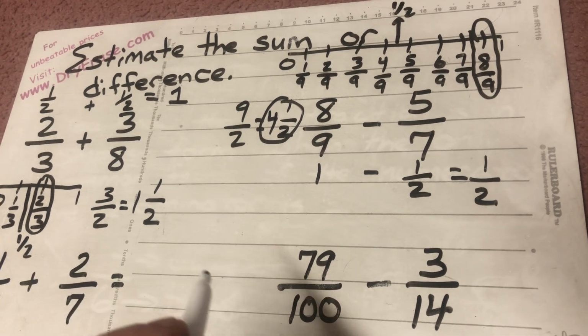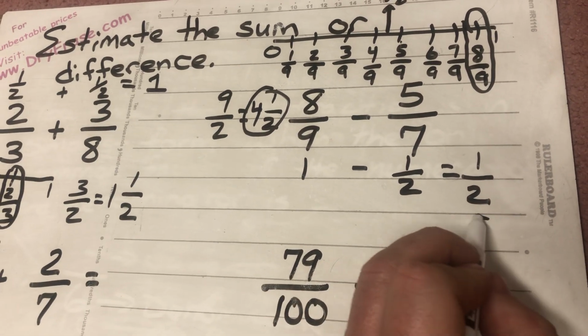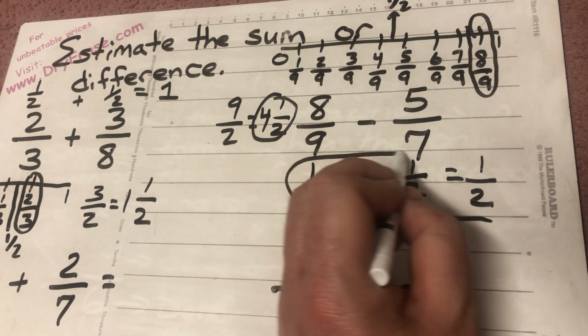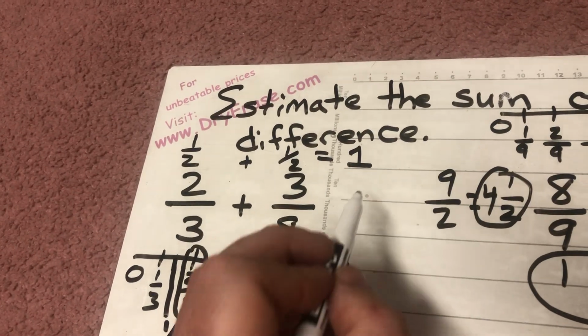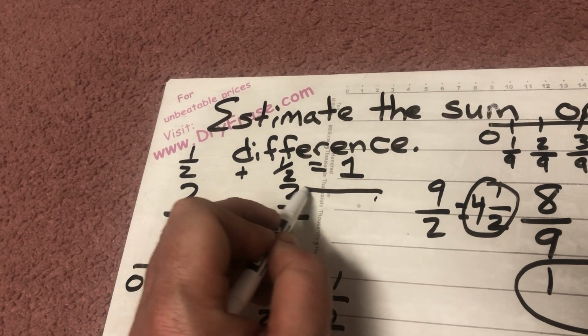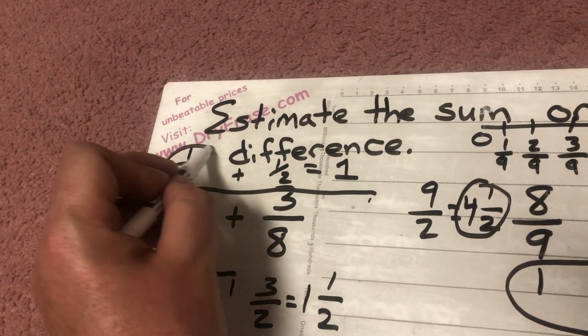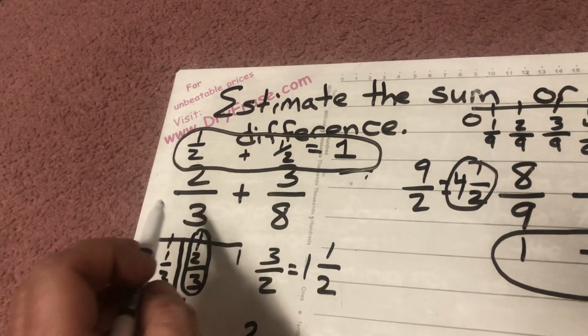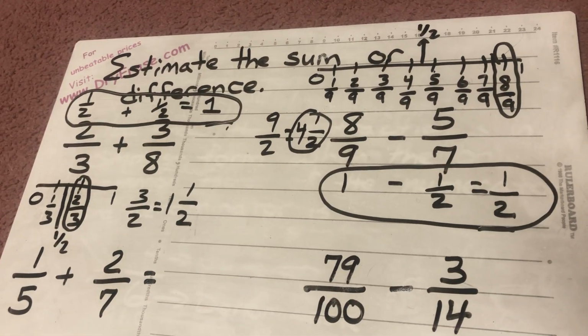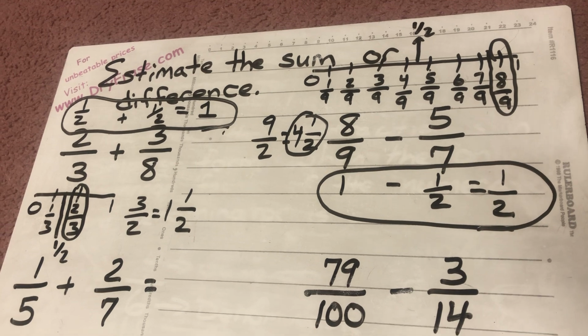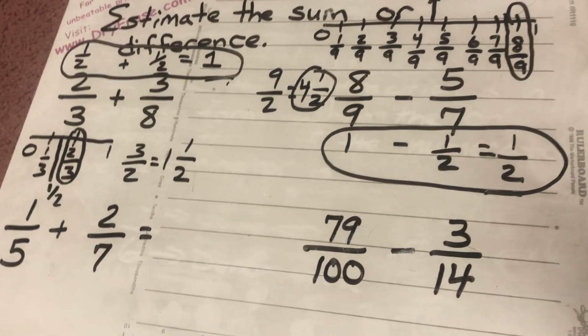And when you write these on your paper, that is what I'm going to need to see. I'm going to need to see a new problem with the new estimated numbers. I will give you the original problem, like 2/3 plus 3/8, or 8/9 plus 5/7, but you'll need to write the new number. All right, well, we got a couple more.